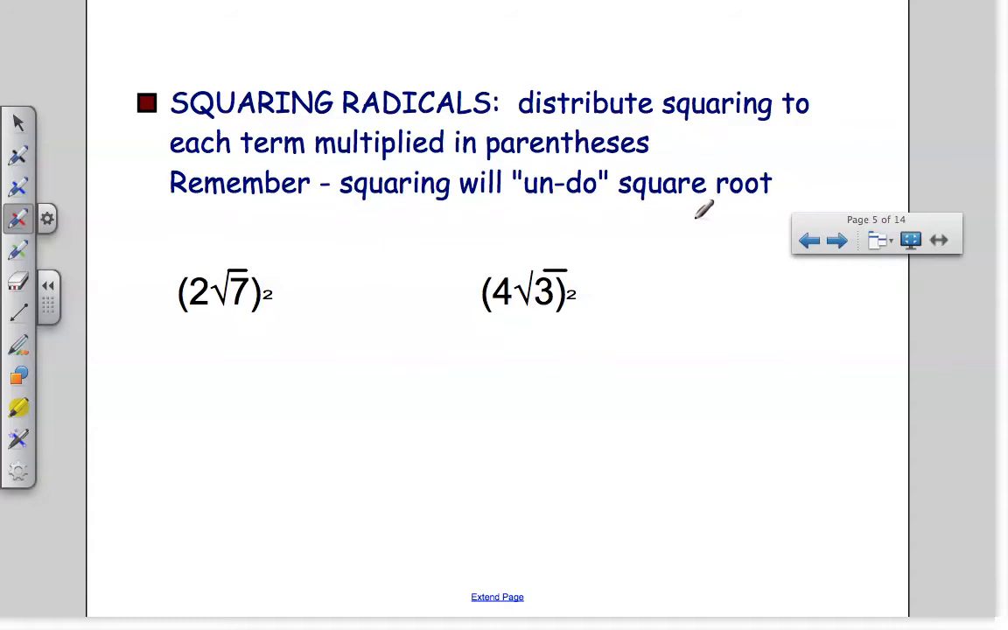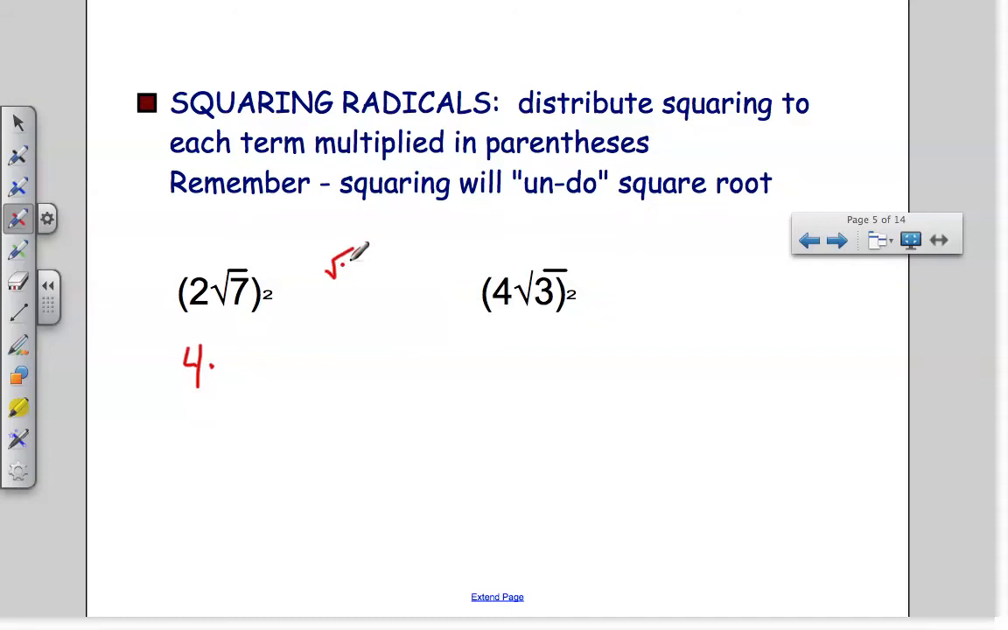Squaring and square root are inverse operations. They undo each other, and that'll kind of help you along. So let's say I'm doing 2 times the square root of 7, that whole thing squared. Well, really I'm doing 2 squared, which is 4, right? 2 times 2 is 4, times whatever square root of 7 squared is.